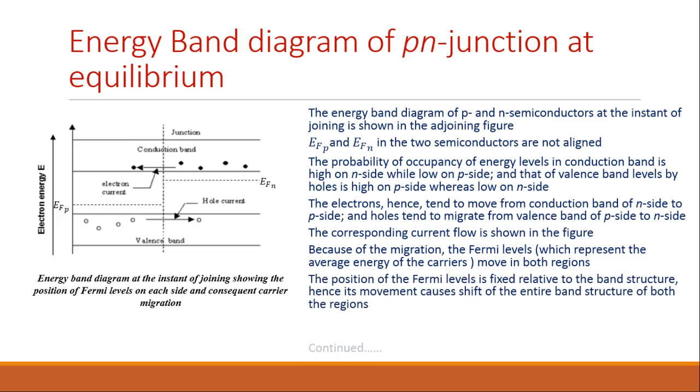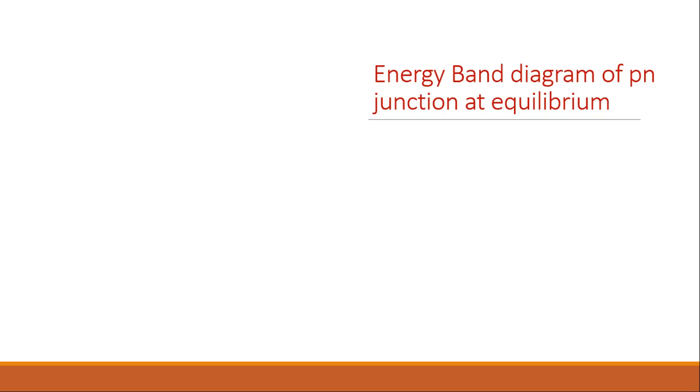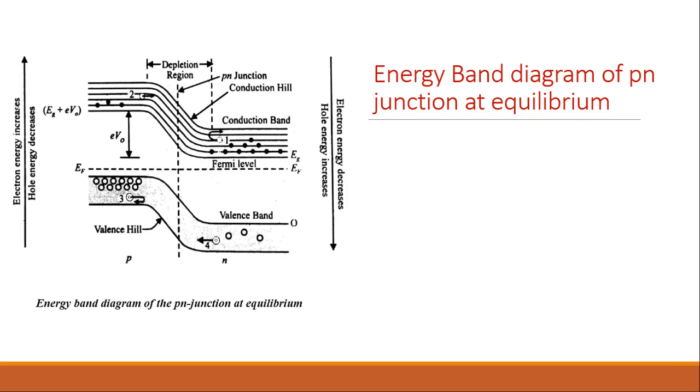On the P side, holes having higher energy leave the region. As the direction of decrease in hole energy is upward, the Fermi level EFP shifts upward, but again as told before, along with EFP the entire band structure of P region shifts upward.